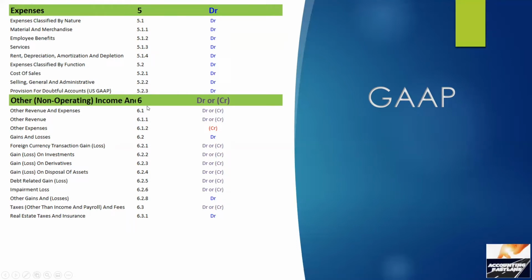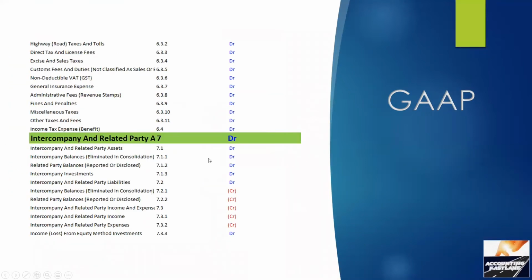The next category for the chart of accounts is other income and expenses. Basically, here go all the revenues and expenses that occurred as non-operational. And the next category would be intercompany and related party transactions. Basically, record any kind of interaction between the subsidiary and the parent company.